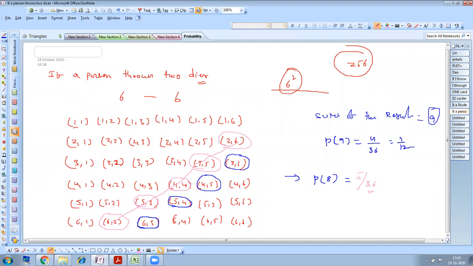See, in each event 3 are there. Suppose I take the first event: 1 2, 1 4, 1 6. If I take the second event: 2 1, 2 3, 2 5. Like that, each and every time I am having only 3 possibilities. So like this, 18 possibilities. So 1 by 2 is getting an odd sum, and 1 by 2 is getting an even sum.